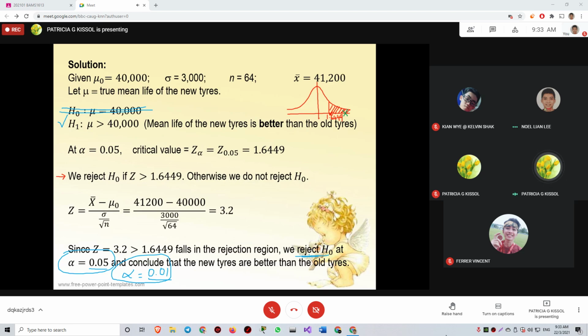Who was it who turned on the microphone? Mm-hmm. If the null hypothesis is equal to the mean greater than 40,000, can switch please. Come again, sorry. How do you say? The null hypothesis is equal to the mean greater than 40,000.